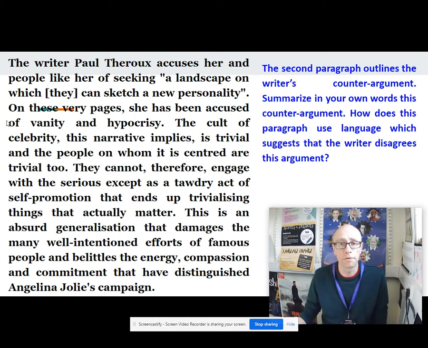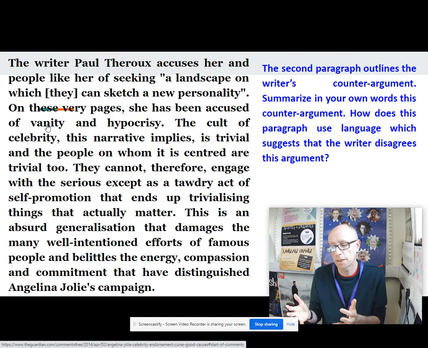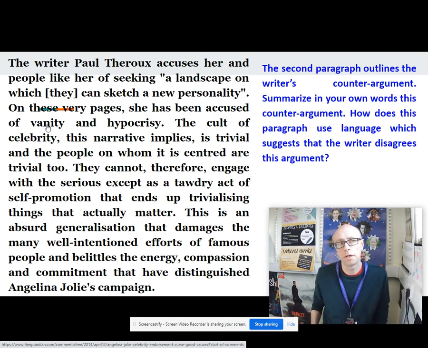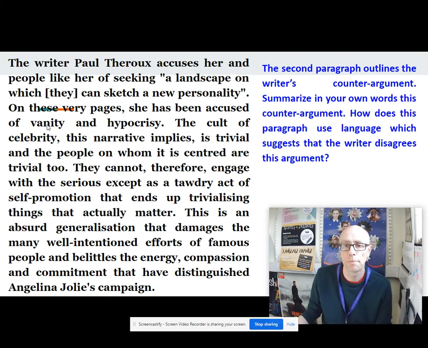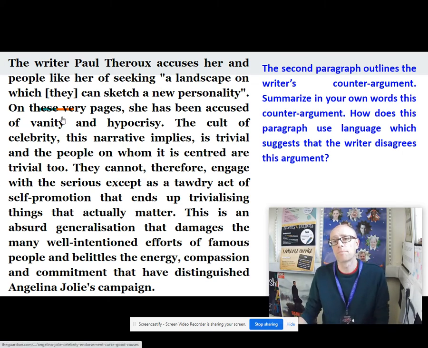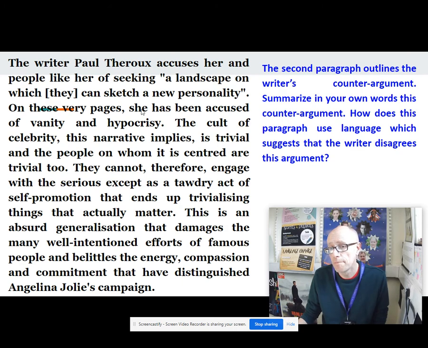And they're showing that actually in this very newspaper, The Guardian itself is very keen to put forward different viewpoints, because that's why it says on these very pages. And it's putting Angelina Jolie as the focus still on the sentence, because she is the subject of the sentence. And we've got the repetition of the verbal verb accused here.